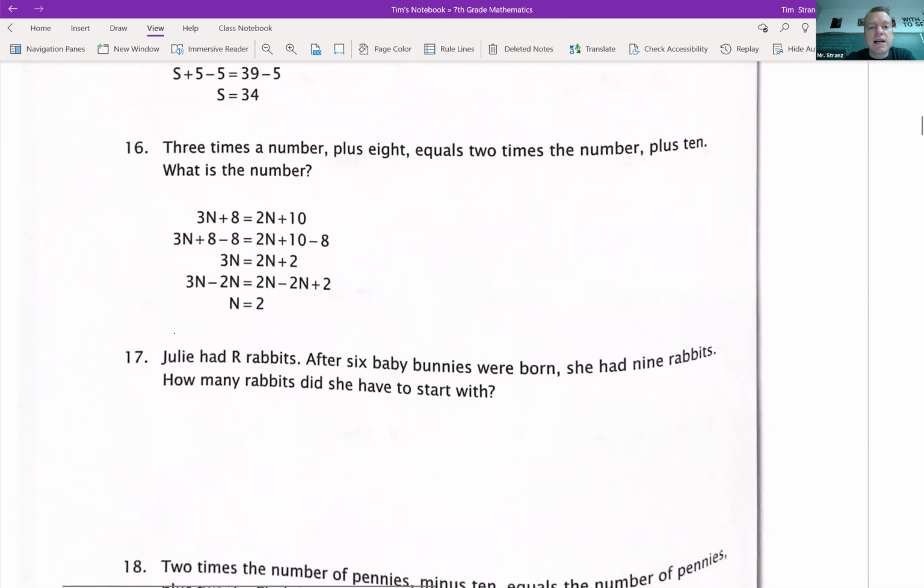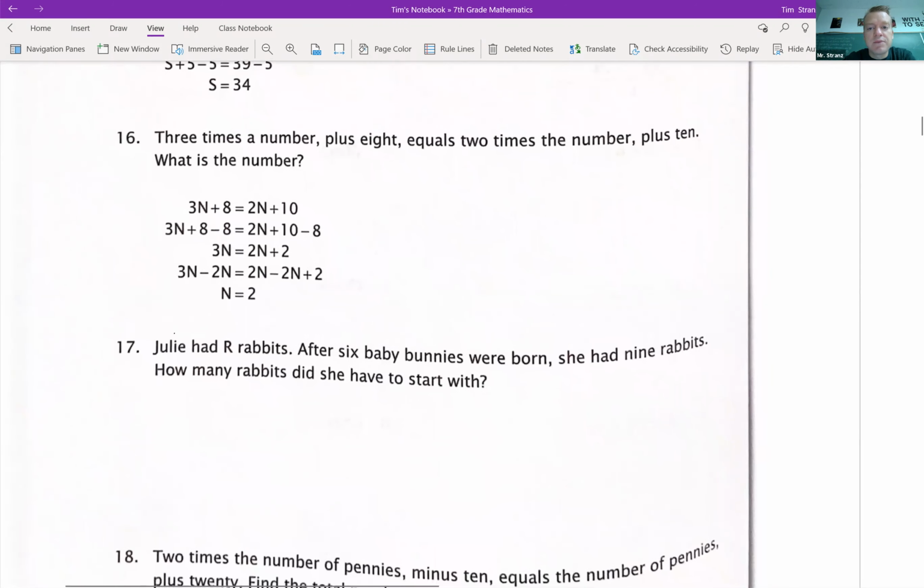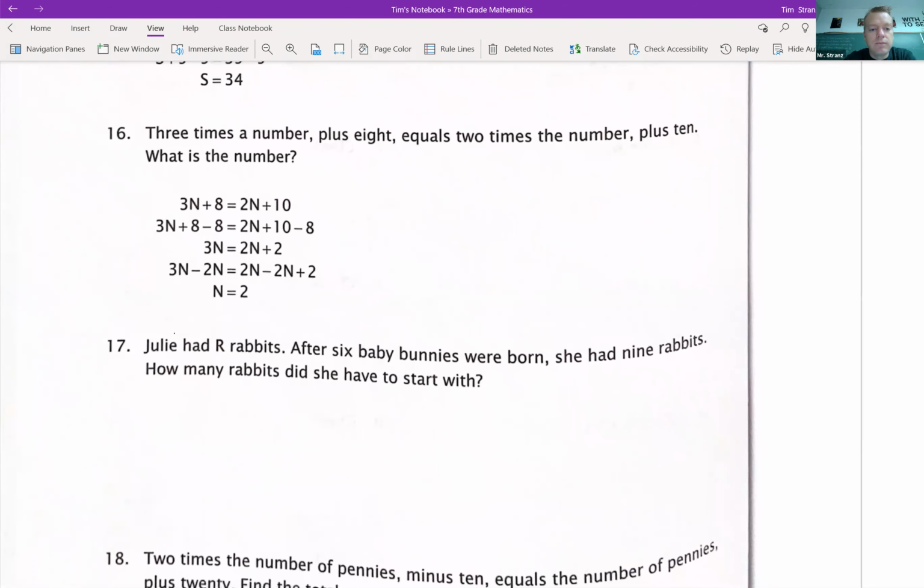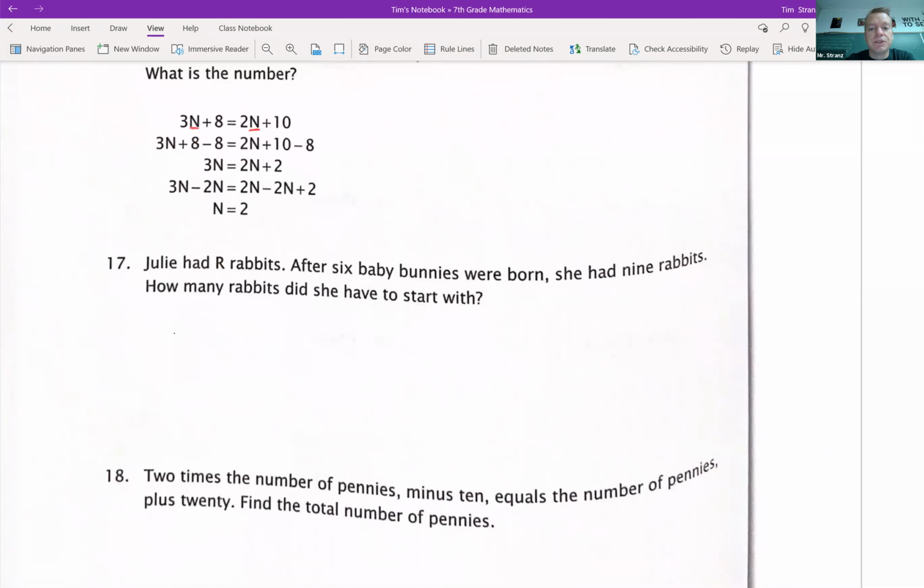Okay, the next one, 3 times the number plus 8 equals 2 times the number plus 10. So 3 times the number, we don't know what that number is, so we're going to use n as our variable. So 3 times the number plus 8 equals 2 times the number. Again, we're using n plus 10. We go ahead and solve it and find n equals 2.